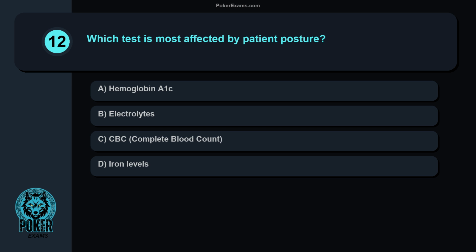Question 12. Which test is most affected by patient posture? Hemoglobin A1C. Electrolytes. CBC, complete blood count. Iron levels.